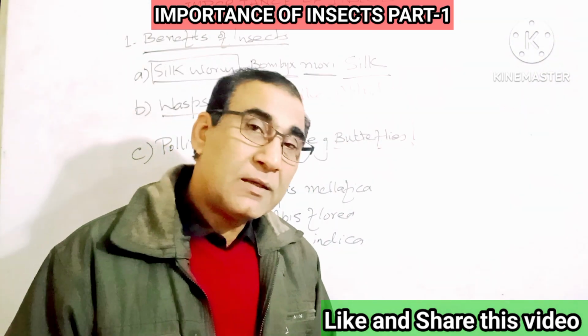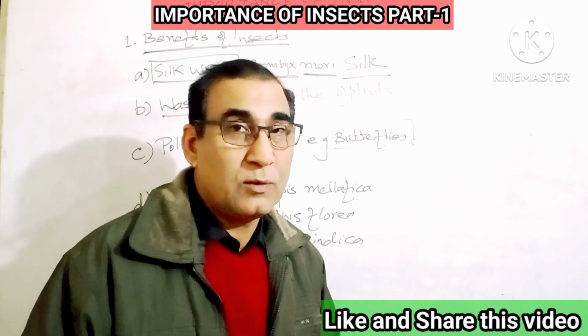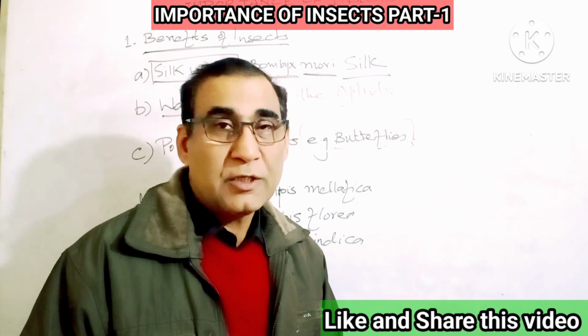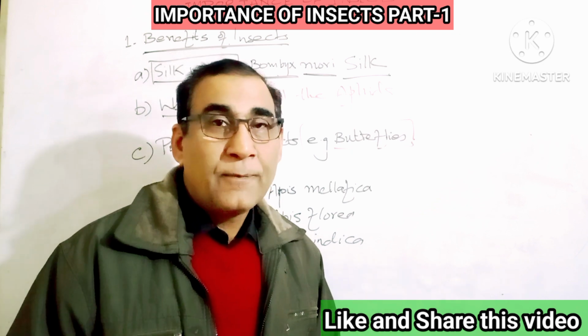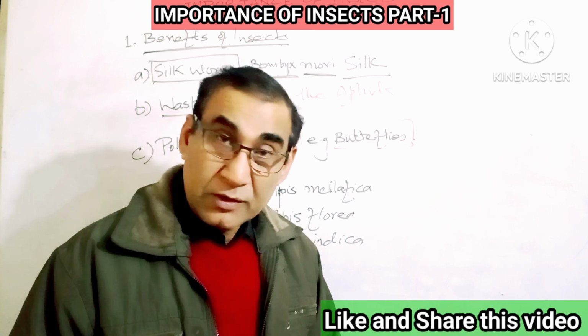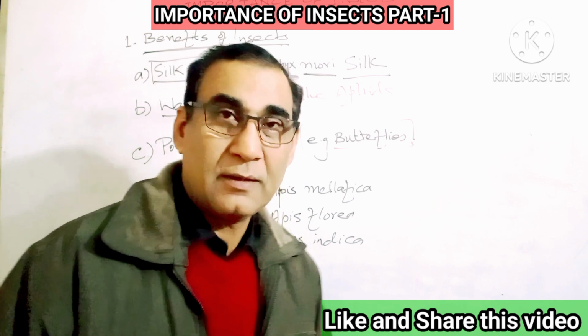I will tell you that the pollination which is carried out by animals is known as zoophily. The pollination which is carried out by water is known as hydrophily. And the pollination which is carried out by air is known as anemophily. Okay, come back.